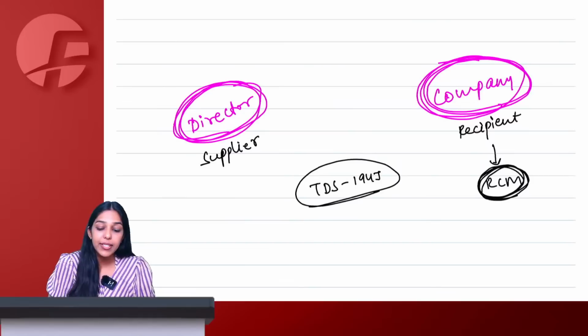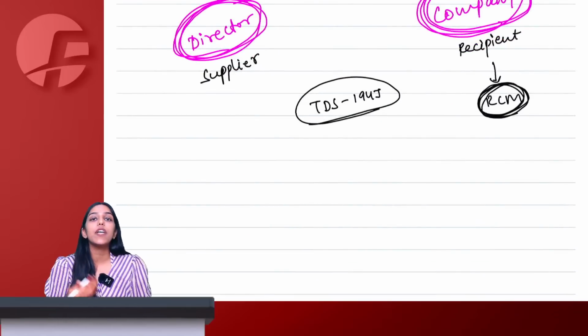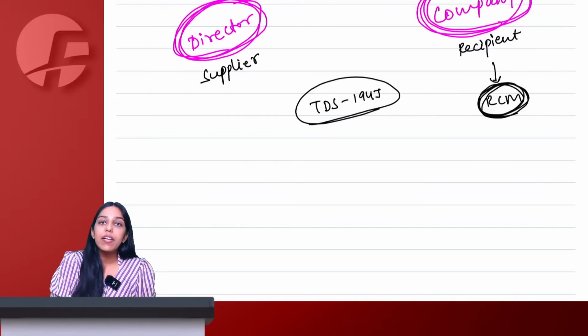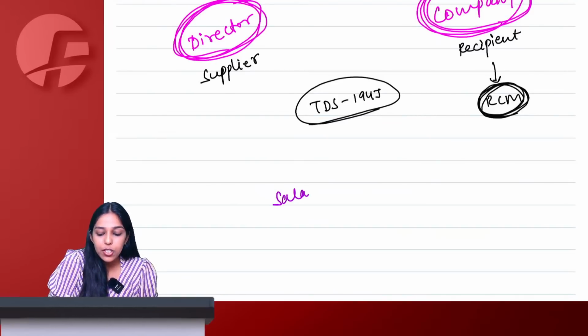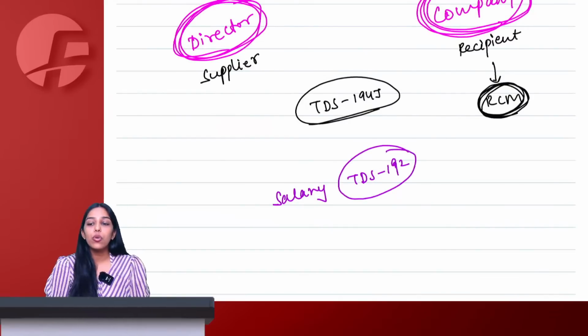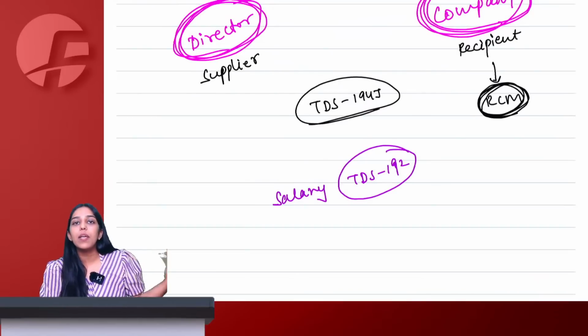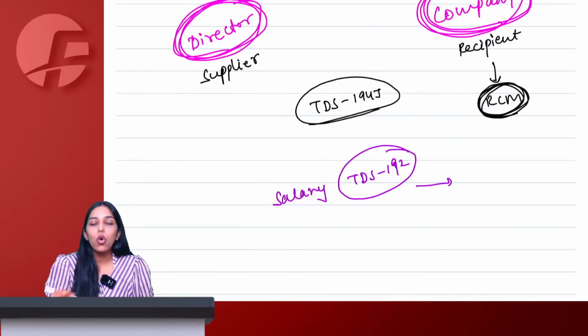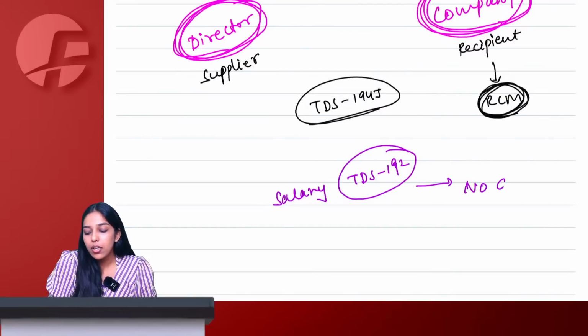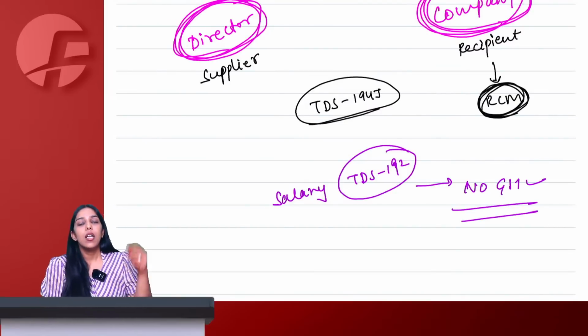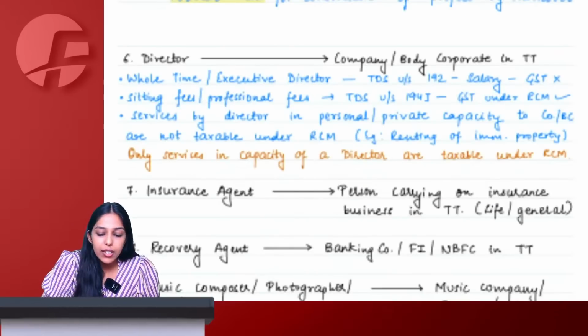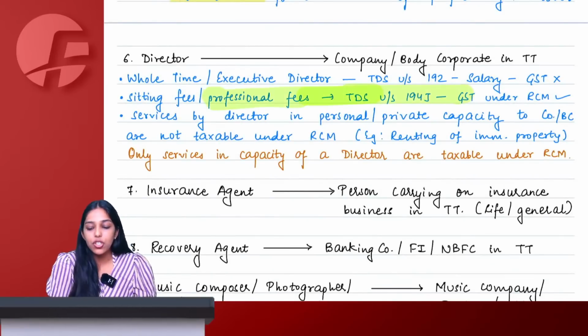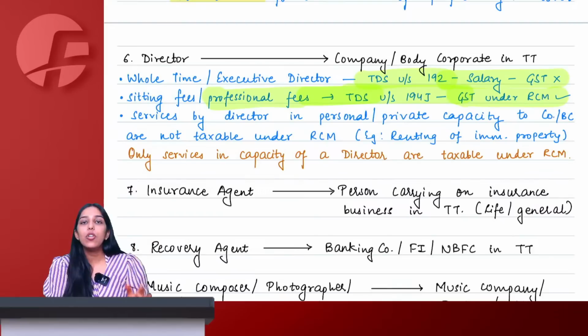But in some cases, the director is an executive whole-time director, where whatever amount he is receiving is in the nature of salary. His TDS is deducted under section 192. Then in these cases, salary is outside the purview of GST according to Schedule 3. So no question of RCM, FCM will only apply. Here it will be no GST. So only if the director is receiving payment in professional nature, TDS under 194J, then RCM. If receiving salary from the company, TDS under 192, then no GST.